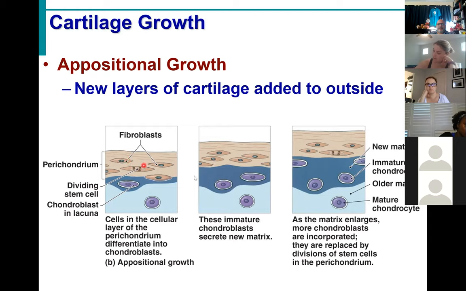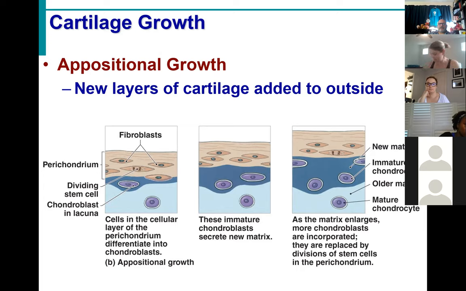So here is our perichondrium housing those mesenchymal cells. Those mesenchymal cells are dividing, producing new chondroblasts, and those new chondroblasts are making cartilage, surrounding themselves with cartilage. And in this case, we are expanding the tissue by adding new layers of cartilage on the outside. So we can grow cartilage from within, and we can grow cartilage by putting more layers on top.